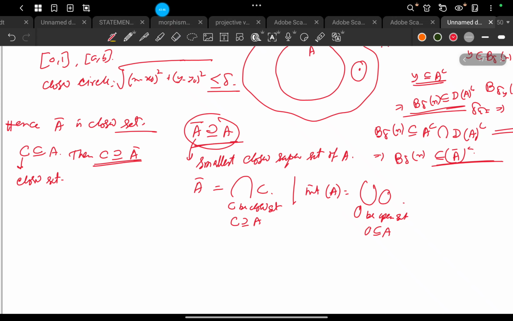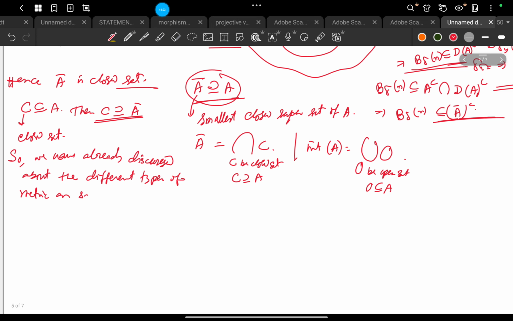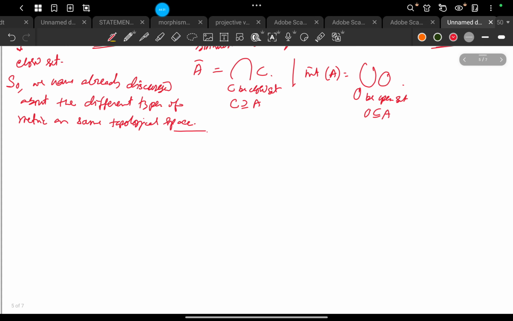Now suppose, so we have already discussed the different types of metric on the same topological space. So let us consider that x comma d1 is a metric space and x comma d2 is another metric space.